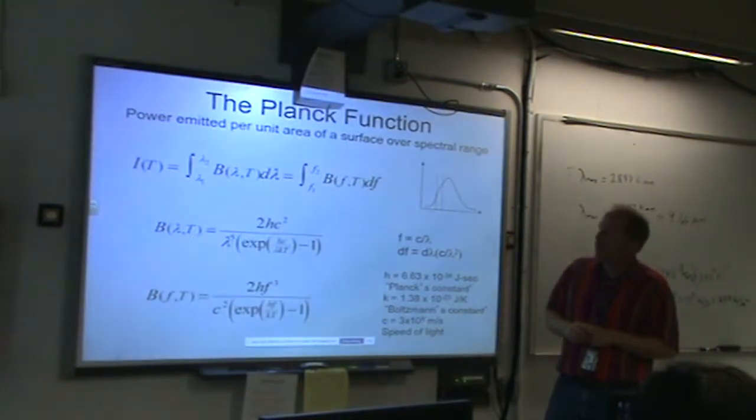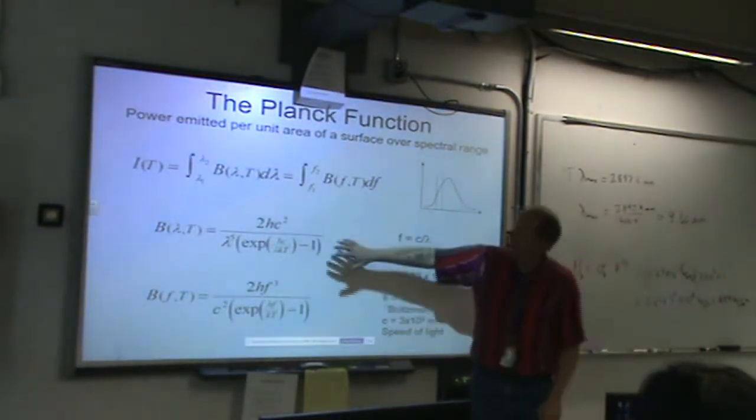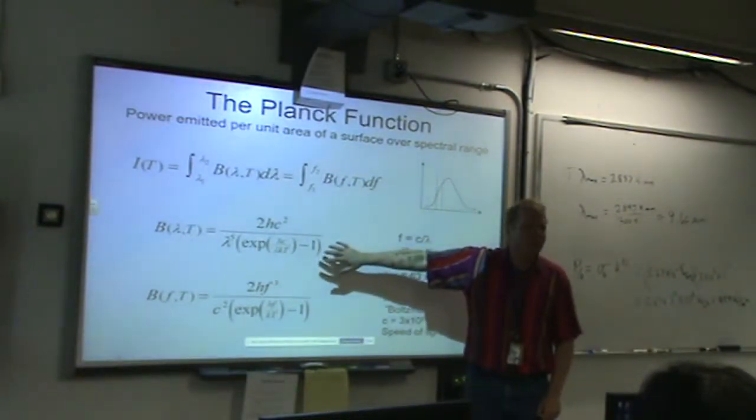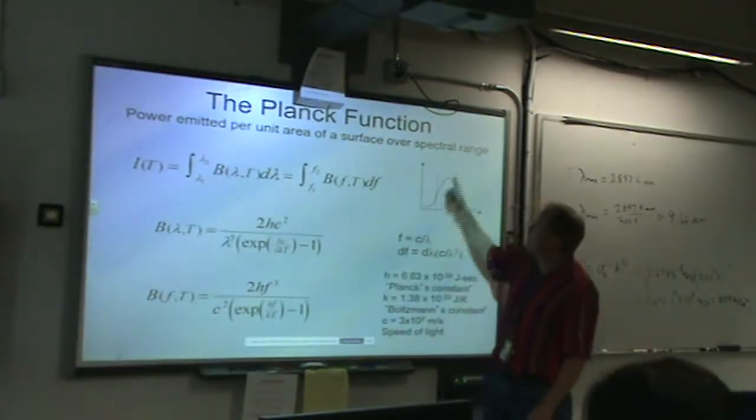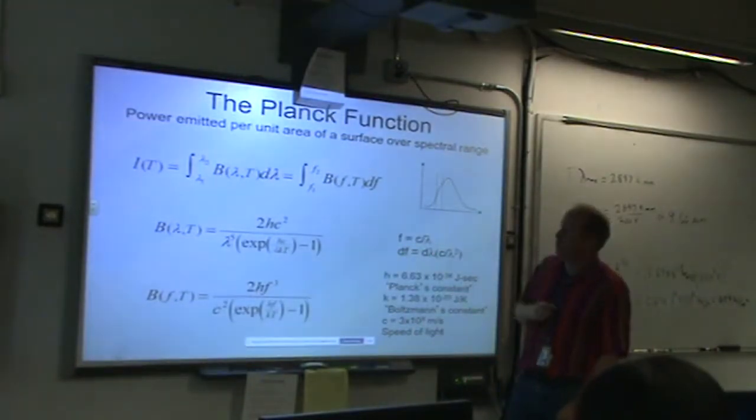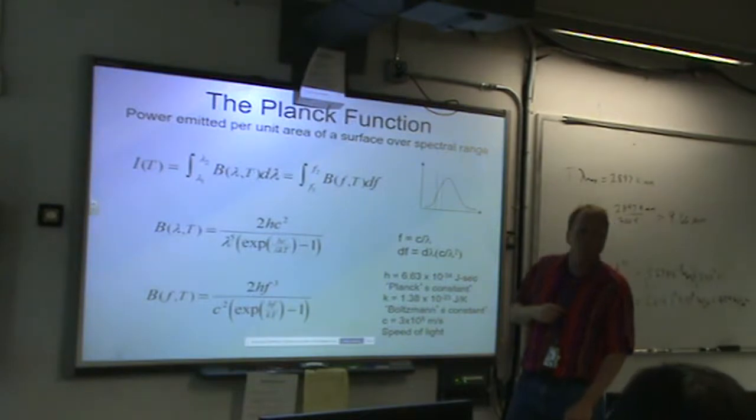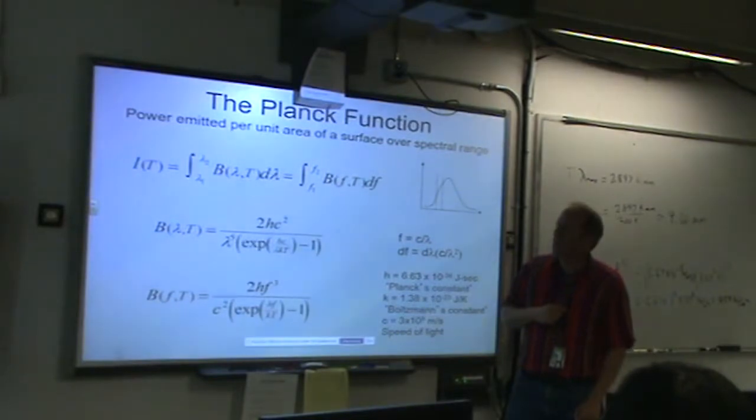Now I prefer to work in wavelengths, so this is going to be the equation that we're going to be using to give us the shape of intensity as a function of wavelength. The exp is e to the, right? E to the, yes. But if I wrote that, you'd be squinting trying to see it.